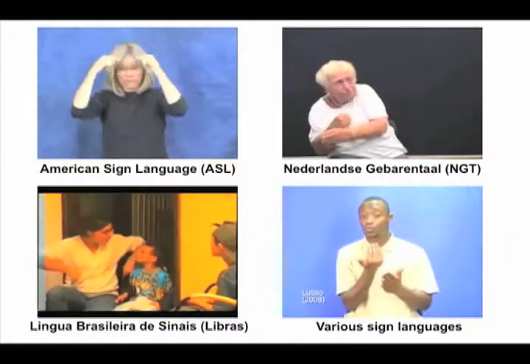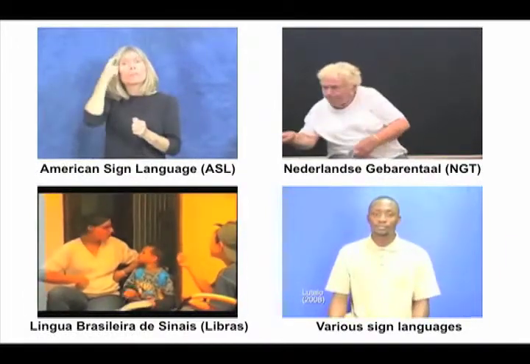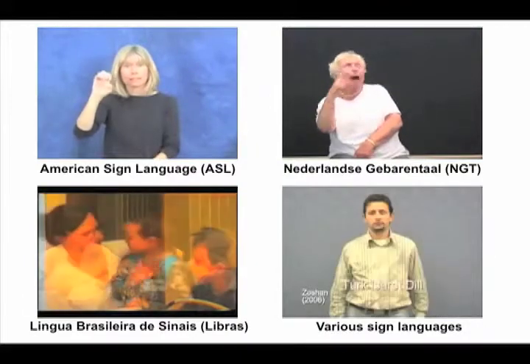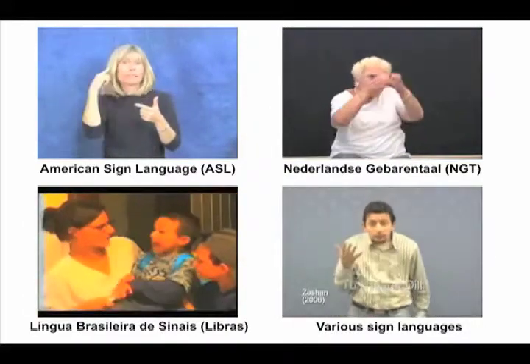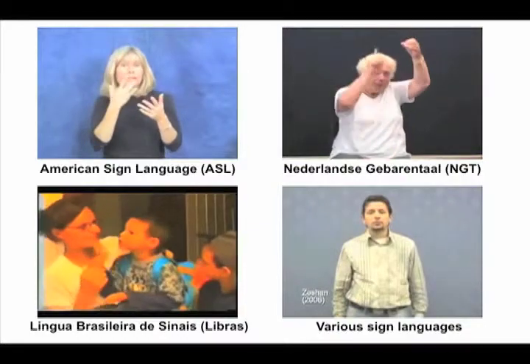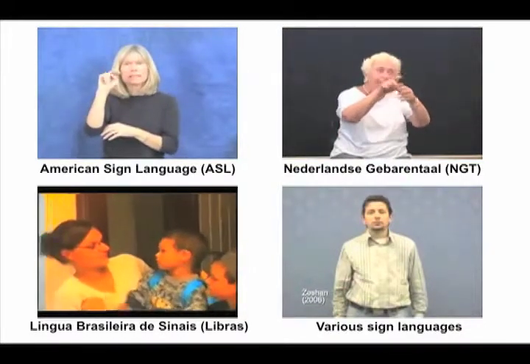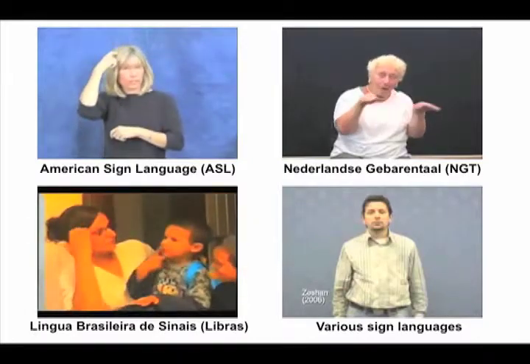The example down here with the little boy is from my colleagues Diane Lillo-Martin and Ronice Quadros. This is from Libras, or Brazilian Sign Language, and they're studying how sign languages are acquired in different countries and how different sign languages are acquired. His parents are deaf, and he's telling them about his day at school.